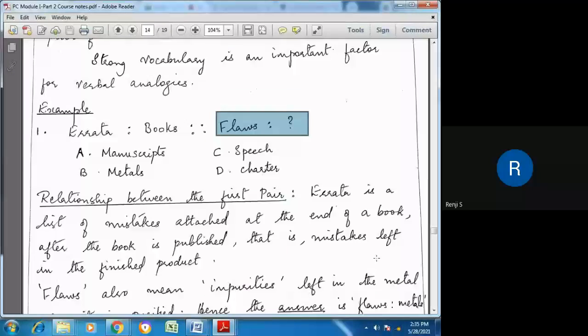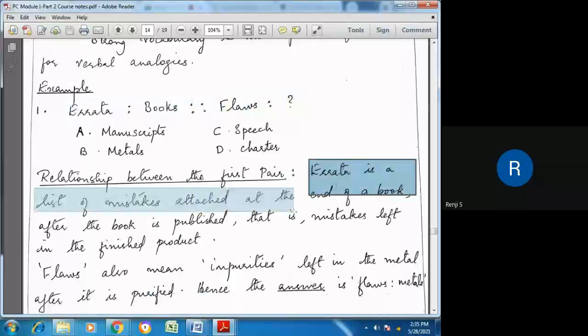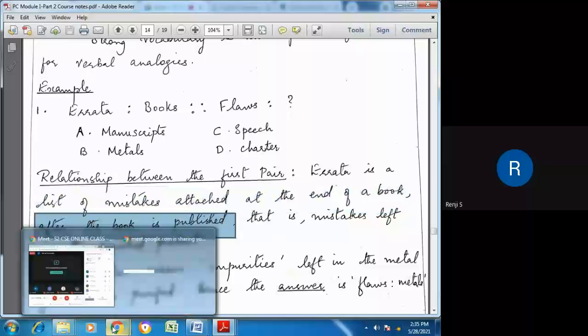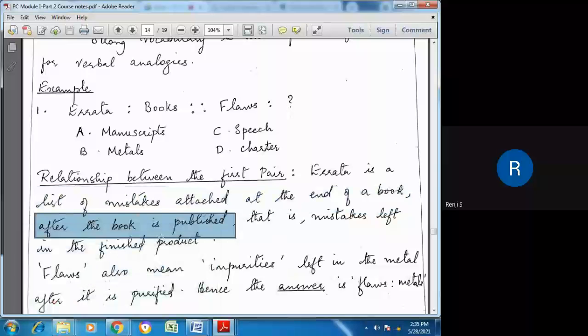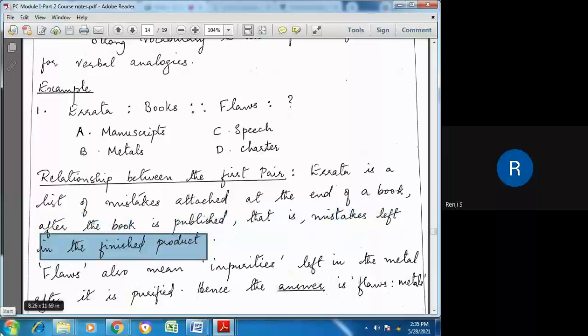Okay, I'll tell you. Let us see the relationship between the first pair. Errata is a list of mistakes attached to the end of a book. After the book is released, certain mistakes are identified. They will be attached to the end of the book, and that is known as errata. This happens after publishing the book. That is, it shows the mistakes left in the finished product.